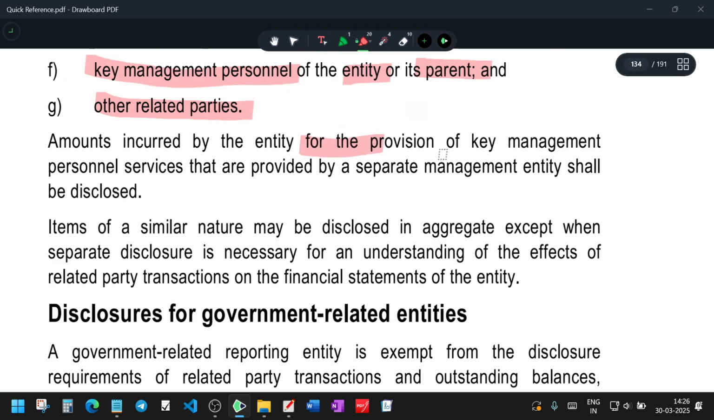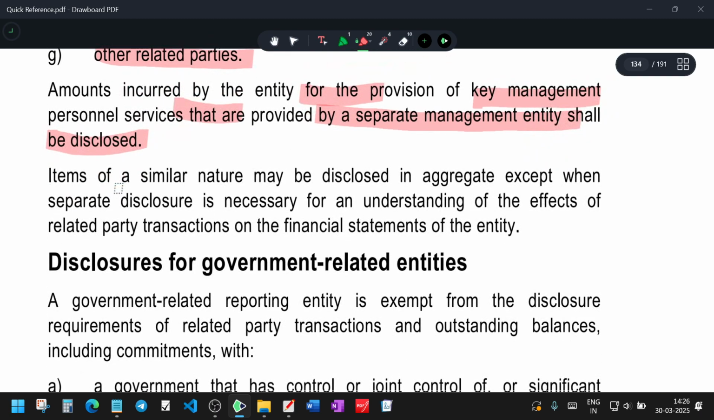The amount incurred by the entity for the provision of key management personnel services that are provided by a separate management entity shall be disclosed separately. Items of a similar nature may be disclosed in aggregate, except when separate disclosure is necessary for understanding the effects of related party transactions on the financial statements of the entity.